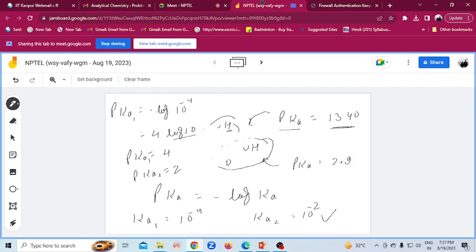So see, now one pK value is 4 and the other pK value is 2, but which one is strong? pK value 2 is strong. So never get confused with this thing. Always, pK value is inversely proportional to Ka value. So if the pK value is higher, then your acid will be weaker. Similarly for a base also, if the pKb value is higher, then your base will be weaker.